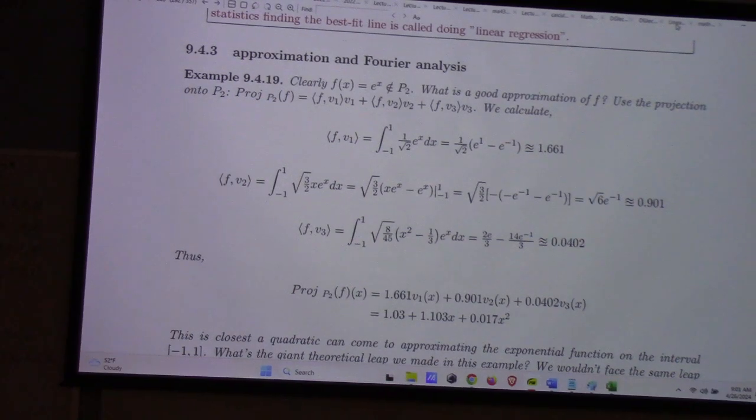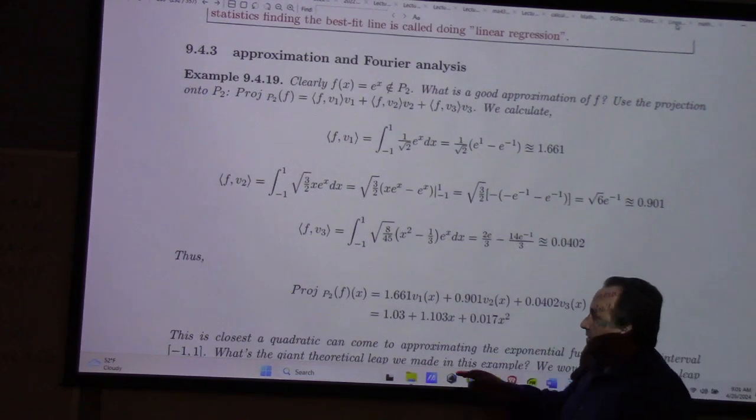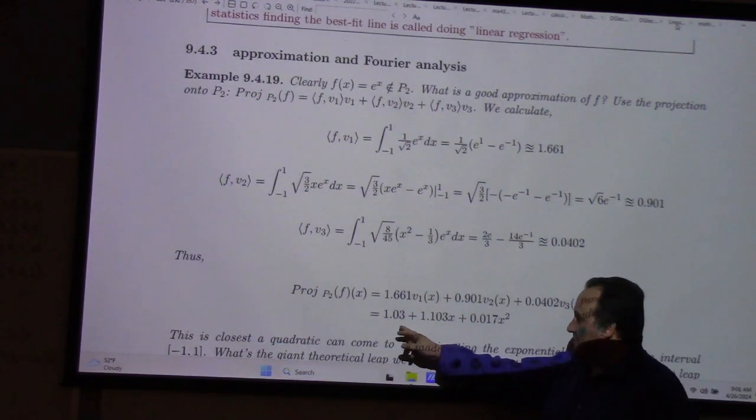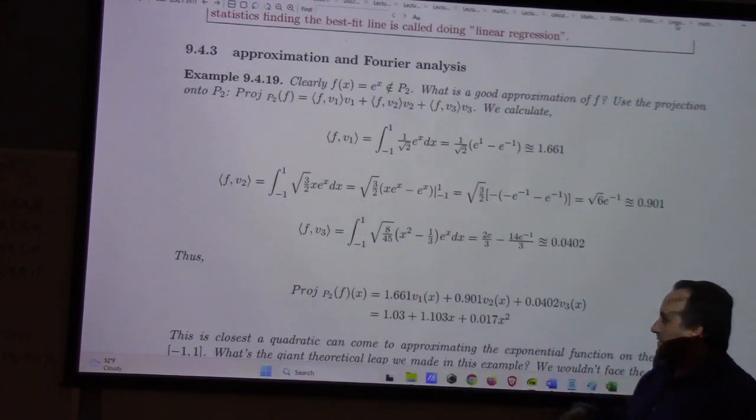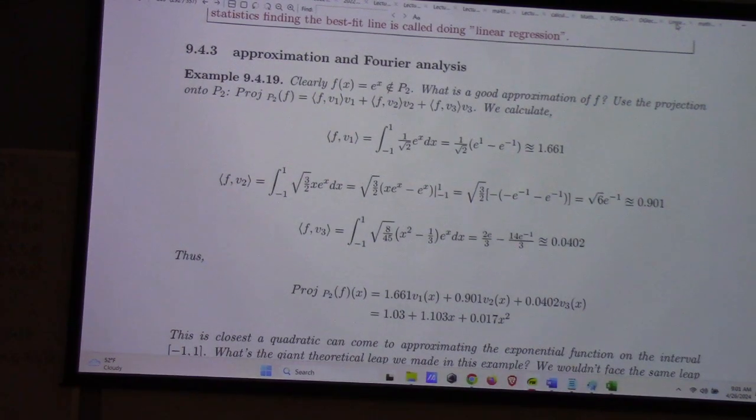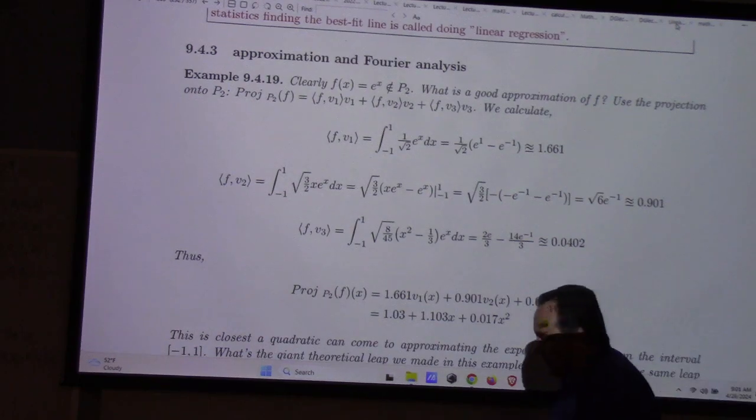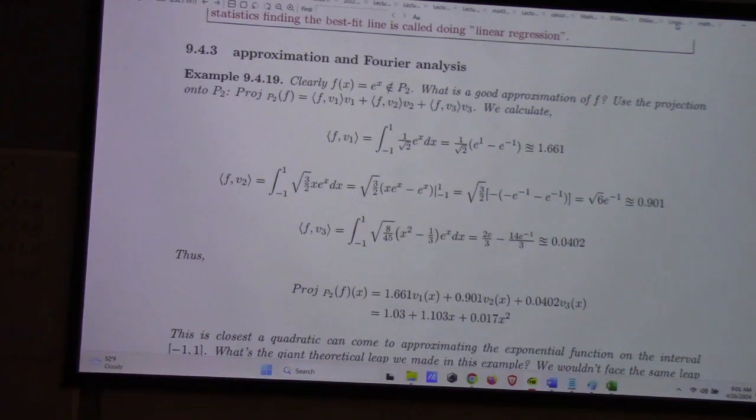x squared. Now this is different from the approximation for the exponential you learn in calculus 2 called the Maclaurin series, right? 1 plus x plus 1/2 x squared is the natural Maclaurin series approximation for the quadratic piece. This is a little bit different though. If we take the projection of the exponential with respect to the Legendre basis, we get 1.03 plus this plus that. That is a different approximation to the exponential.